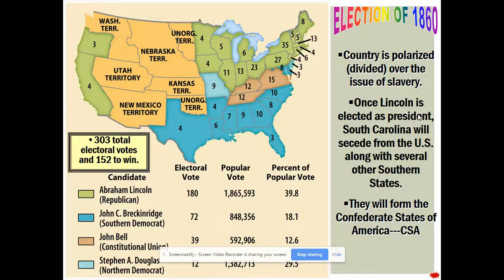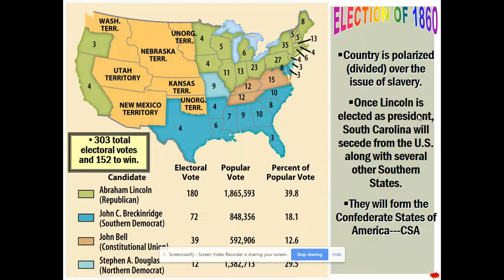So the Democrats don't trust him. They leave the Democratic National Convention. They create a new candidate by the name of John C. Breckinridge, Southern Democrat. The Northern Democrats select Stephen Douglas. John Bell becomes a nominee for a Constitutional Union Party. It's kind of like some former Whigs and so forth that make up him. He's considered a compromise candidate. And then Lincoln is a Republican candidate.